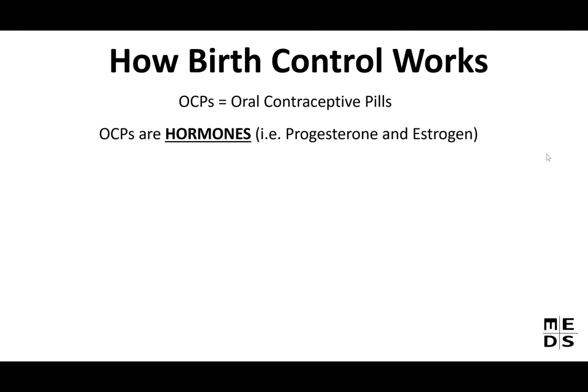OCPs are hormones. They're progesterone and estrogen. You can get certain birth controls where they could just be progesterone, or they could be a mix of these. I just wanted you to be aware they're not always progesterone and estrogen. There are variations that have one and not the other.